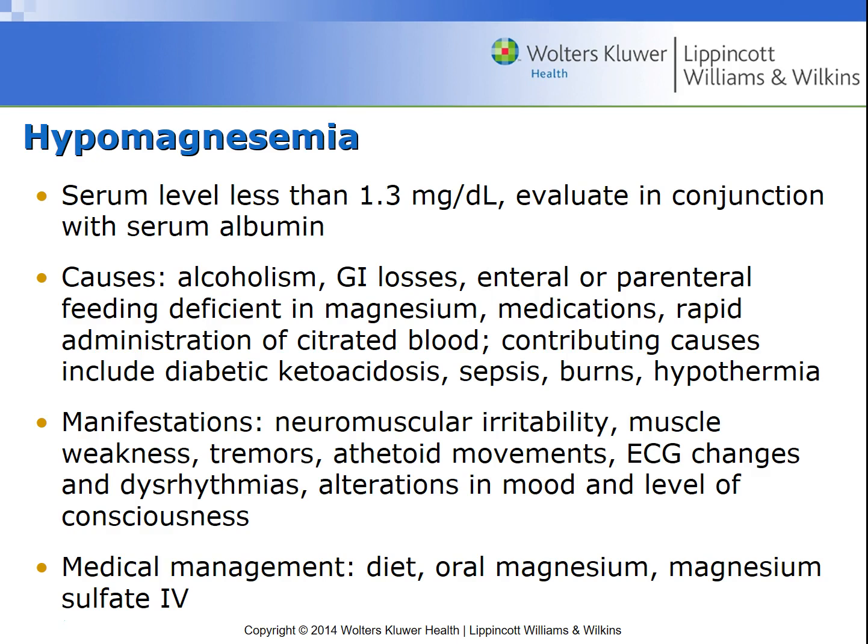Manifestations or things to look for are neuromuscular irritability, muscle weakness, tremors, EKG changes and dysrhythmias, alterations in mood and level of consciousness. So it seems like this is more of a muscular issue when you're too low, and also an altered level of consciousness. So it seems like it's affecting more the muscles and the heart, and also the brain.